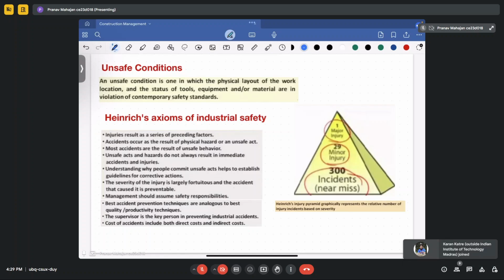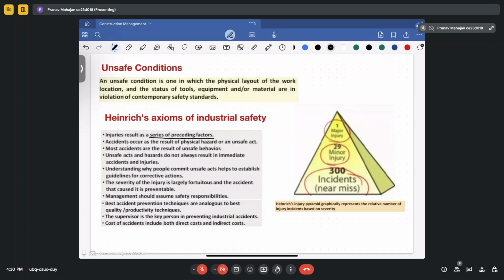So when you are not adhering to the particular instructions that are provided, that means you are working in unsafe conditions. For that, Heinrich has given his theory. We have Heinrich's axioms of industrial safety, or you can say Heinrich's theory of industrial safety. He has said that injuries result from a series of preceding factors. So injuries happen due to a series of preceding factors. Accidents occur as a result of a physical hazard or an unsafe act.